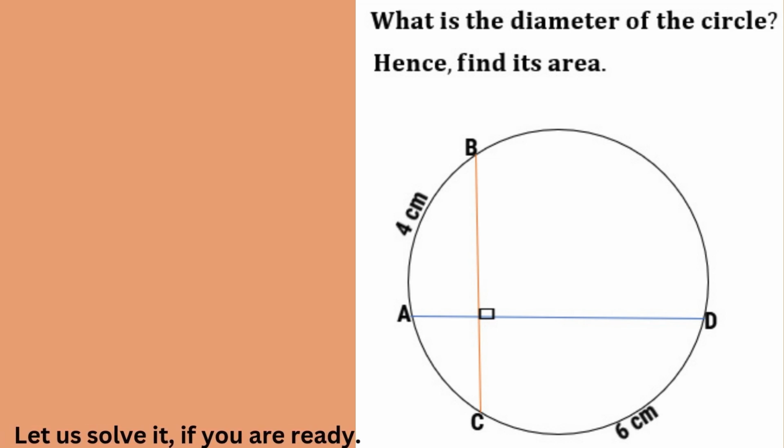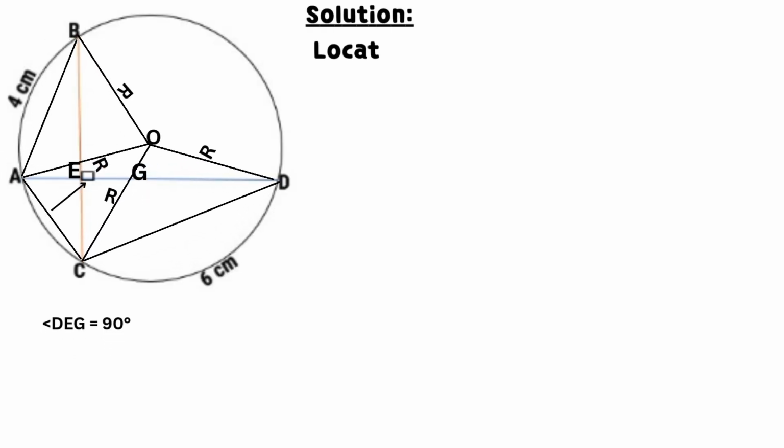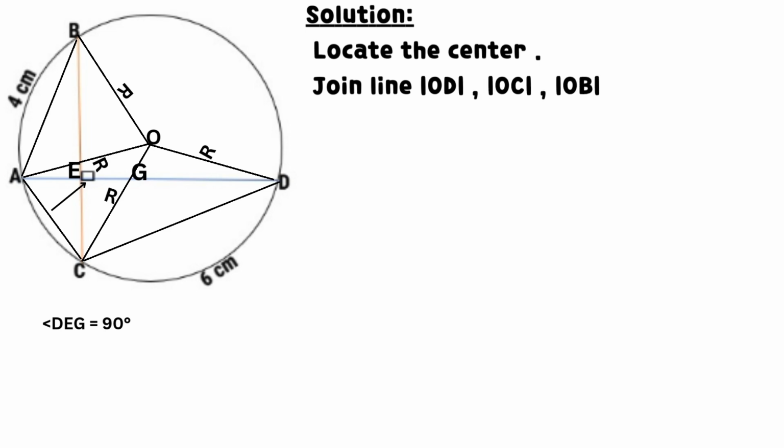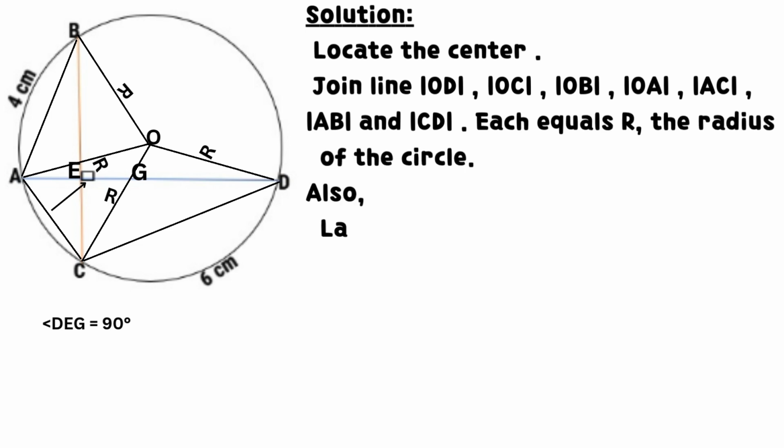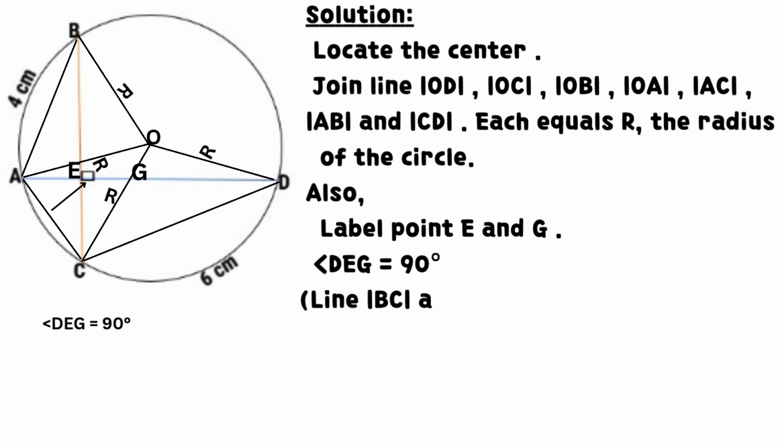Find the diameter and the area of the circle. Locate the center. Join line OD, line OC, line OB, line OA, line AC, line AB and line CD. Each equals r, the radius of the circle. Also, label point E and G.